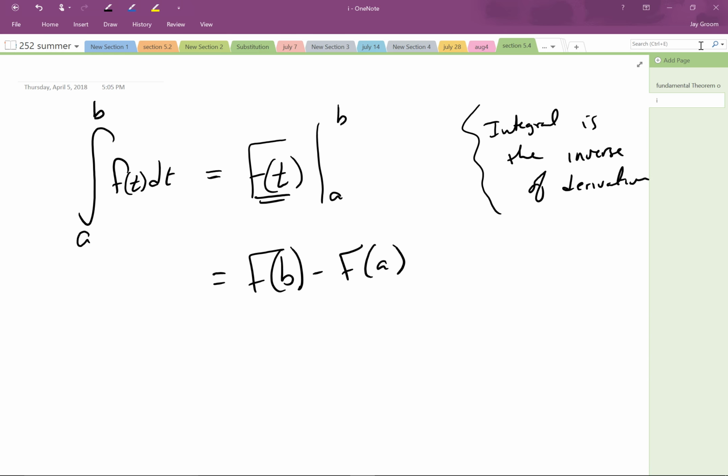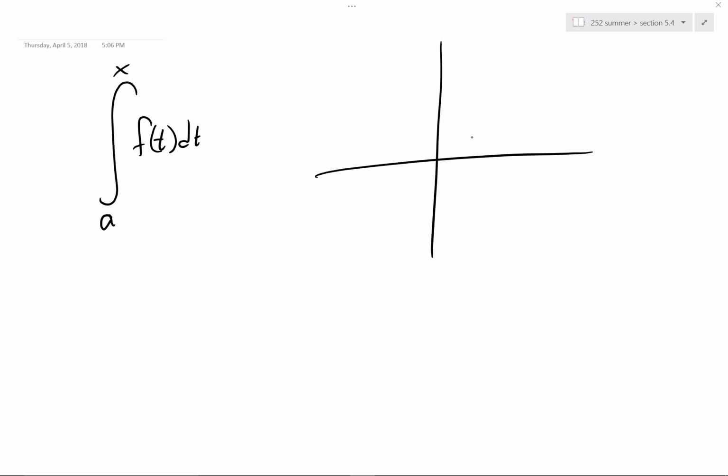And so the second part of the fundamental theorem of calculus says this. If you have a function, let's say it's f of t dt, and you want to integrate it from some a value up to some x value. Now what does that mean? Notice that the variable t and this x cannot be the same. You cannot have f of x dx and integrate it with respect to x. It doesn't make any sense.